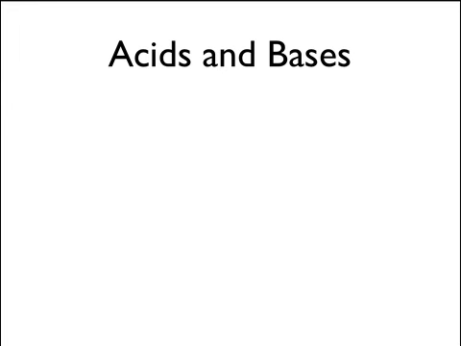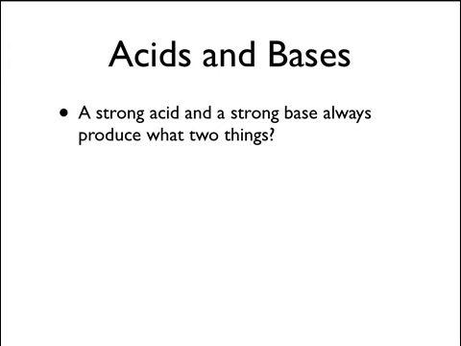Let's look a little bit more closely at acids and bases. A strong acid and a strong base always produce what 2 things? Well, as long as they're strong, they'll always make a salt and water. A salt, not necessarily NaCl, table salt, but a type of salt.